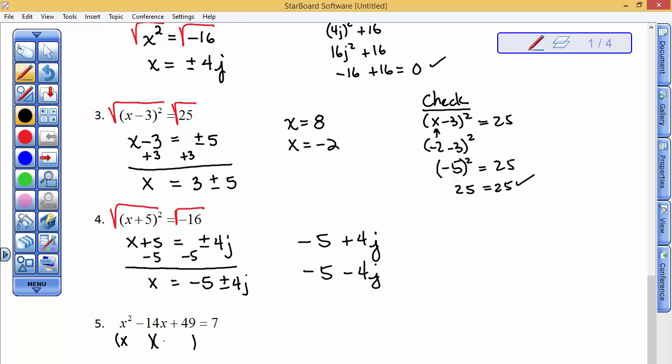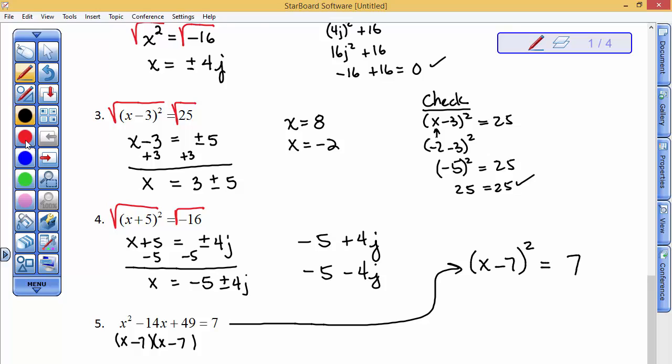So when I factor that trinomial, x times x is x squared. Well, what two numbers multiply to be 49? Probably 7 times 7. But they have to add to be a negative 14, so probably a negative 7 and a negative 7. So I'm going to bring this over here a little bit. So that left side turns out to be x minus 7, that quantity squared.